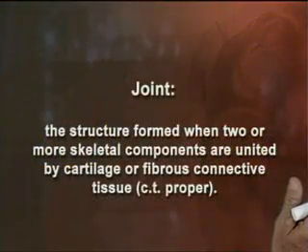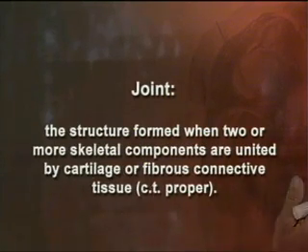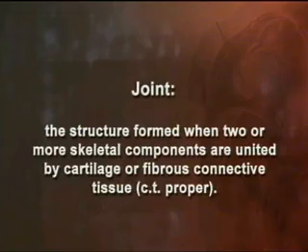Let's look at a graphic that defines this, and it doesn't do it particularly well, but we'll take a look at it anyway. First graphic says the structure formed when two or more skeletal components are united by cartilage or fibrous connective tissue, CT proper. Two or more skeletal components. If we were to plug in bones, cartilages, or even teeth into where it says skeletal components, then that definition would be reasonably accurate. So just remember that it doesn't have to be a bone-to-bone junction.